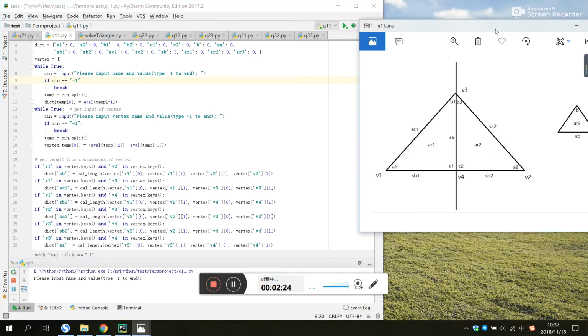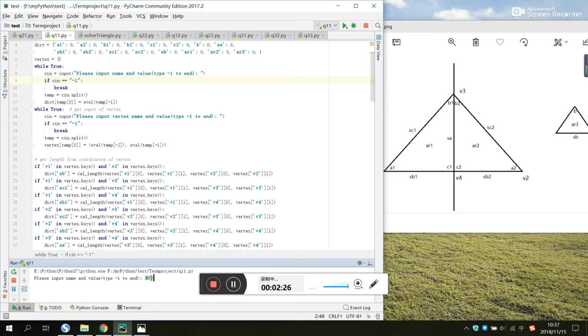Suppose we know SA1, its length is 2, and B1 is 60, C1 is 90, and we also know SB2 is 1, and -1 to... we don't provide coordinates in this.